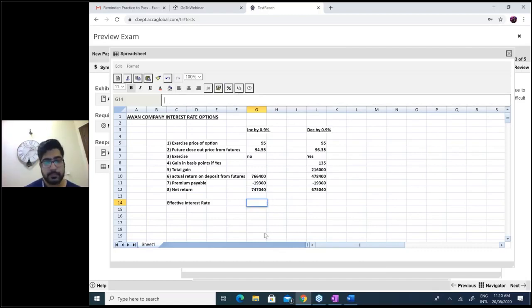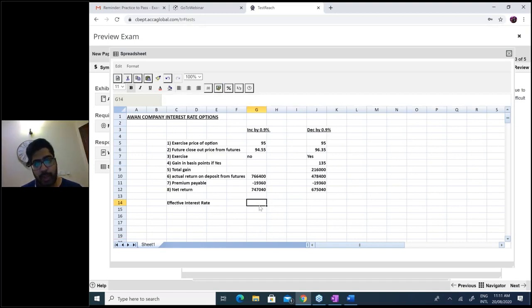Okay, in the first case, the effective interest rate is net answer over amount into 12 over 4. It's coming 4.66%. And in the second, it's coming 4.219%. This effective interest rate is the thing which you have to use to decide.